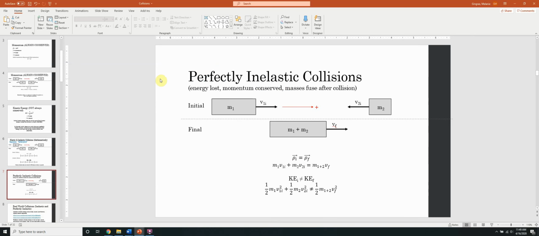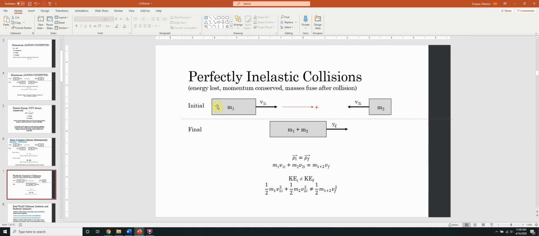All right, so this is that special type of inelastic collision that I mentioned in the beginning, a perfectly inelastic collision. Of course, it's inelastic, so that means we're going to lose some energy. Momentum is always conserved, so it is. And the masses are going to fuse after the collision.